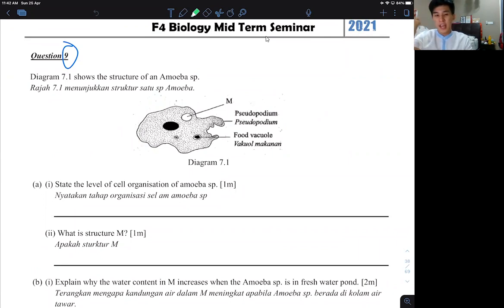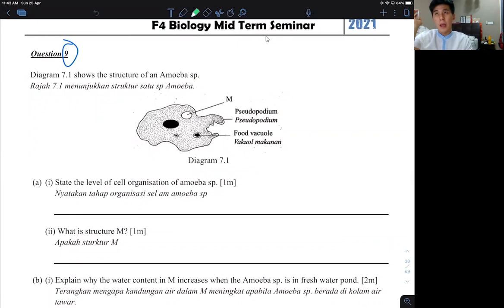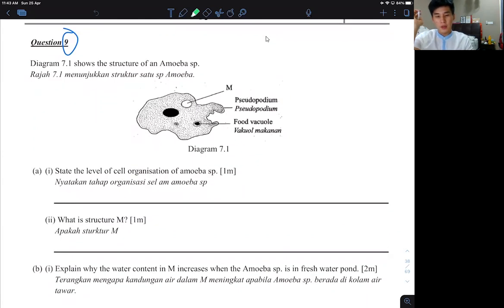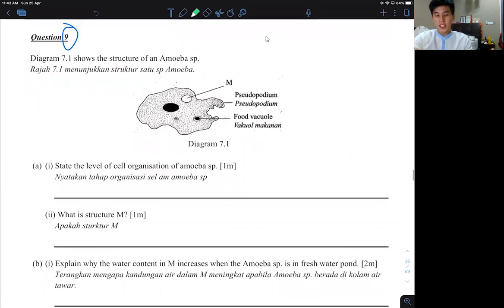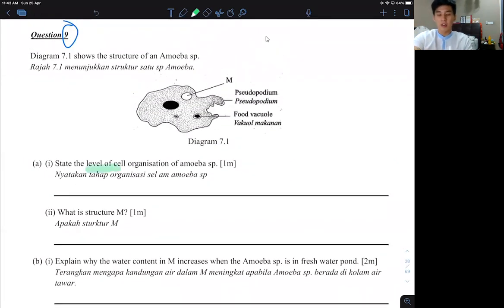Then let's look at question 9, page 37. So amoeba here. They ask here, state the level of cell organization of amoeba. So level of cell organization means cell, tissue, organ. So amoeba definitely is a cell.